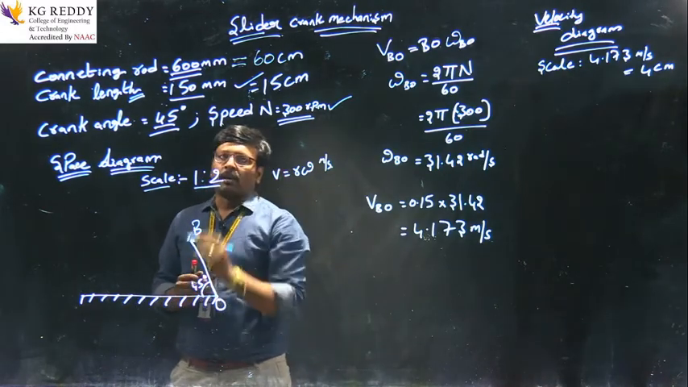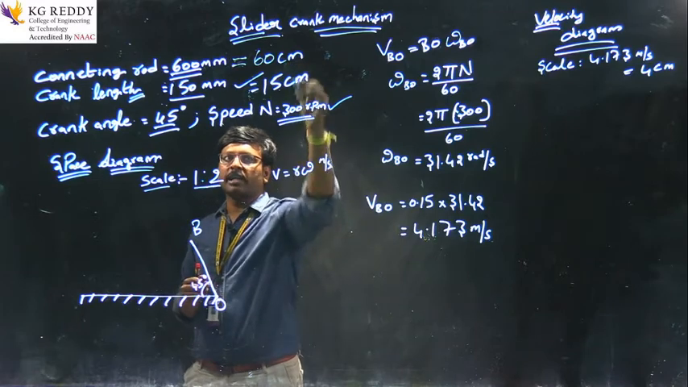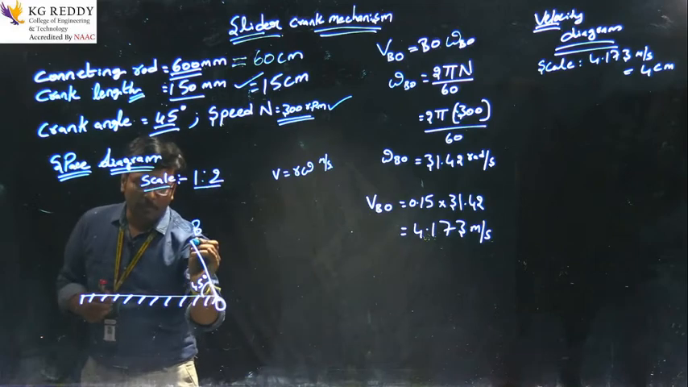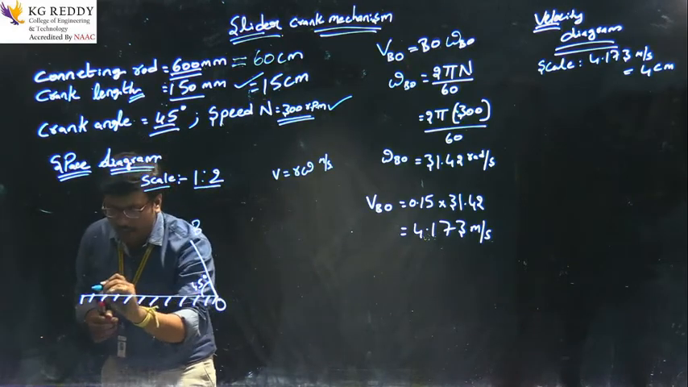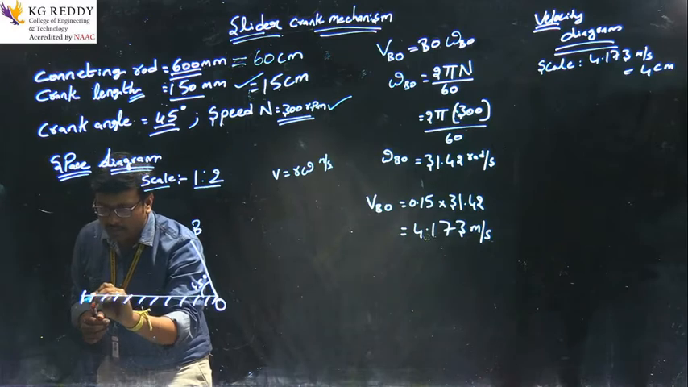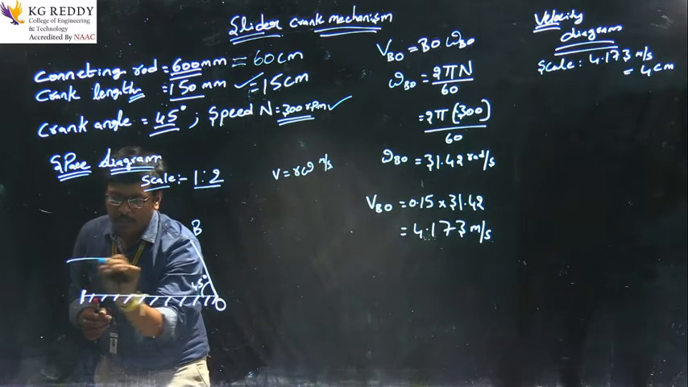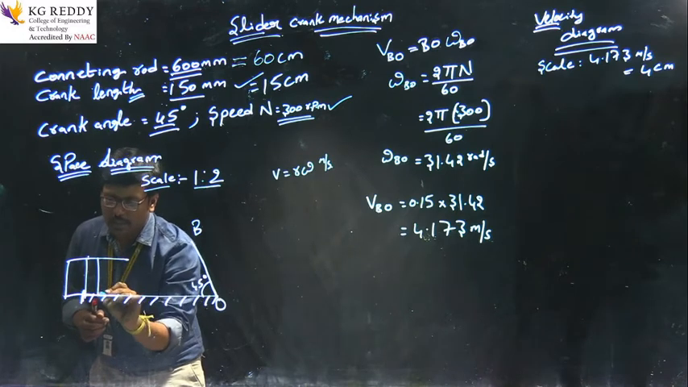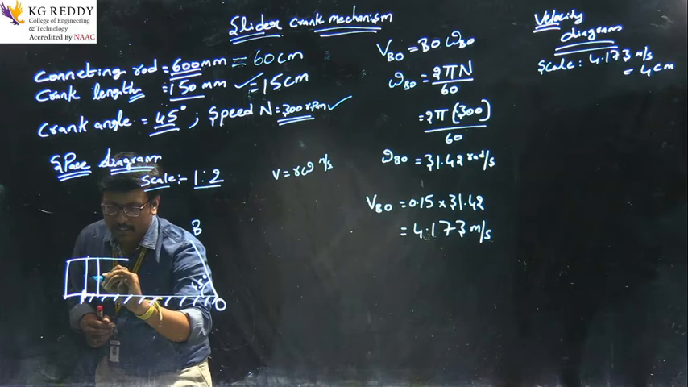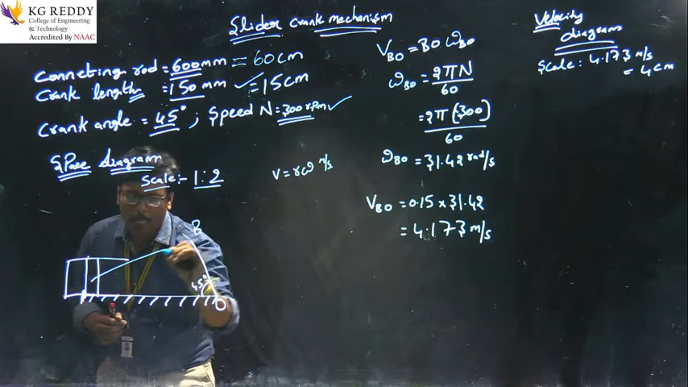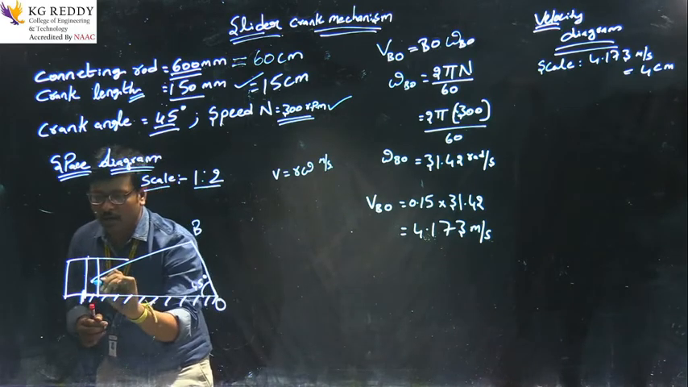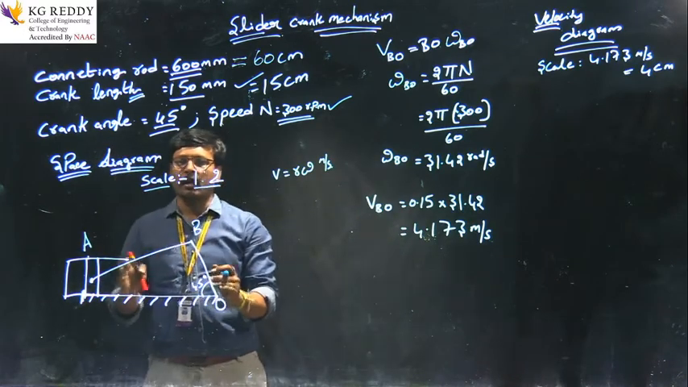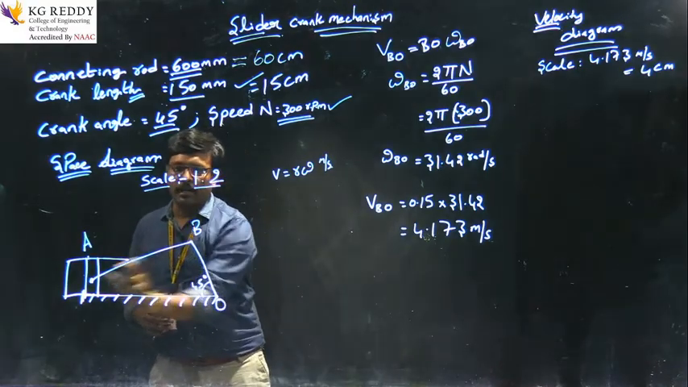And the connecting rod is 60 centimeters, and with a scale of 1:2 it becomes 30 centimeters. Here I am taking 30 centimeters and marking an arc on it. So, I can take a cylinder, and here is a piston. The name of this point is A. So, this is a slider crank mechanism. This is the slider and this is the crank.